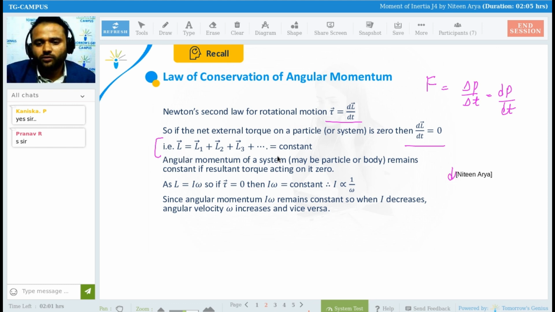If dL by dt is 0, we know that dt is never going to be 0, so automatically dL is going to be 0, saying that L is constant. Constant means the net angular momentum, whether L1, L2, L3 and so on, is not going to change. It is going to remain the same, constant.